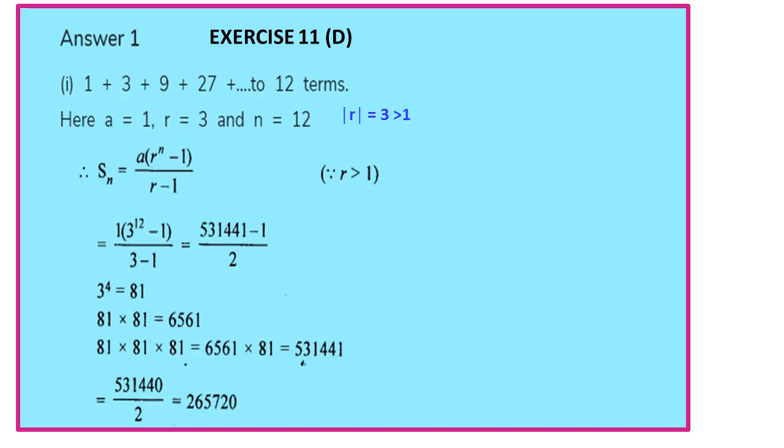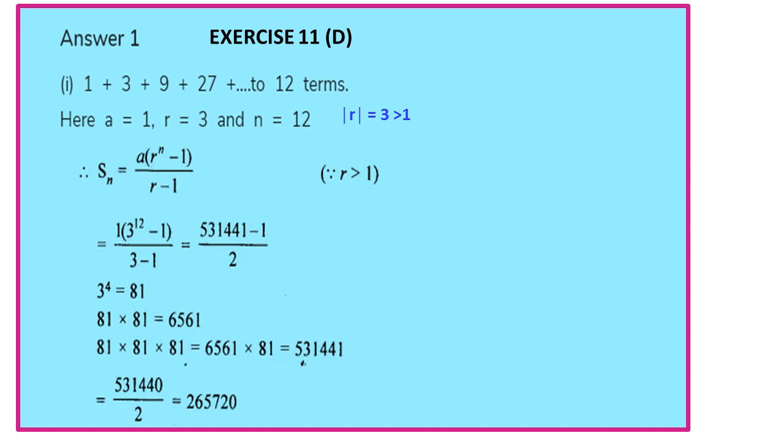The first problem: find the sum of the GP 1 plus 3 plus 9 plus 27 plus up to 12 terms. So A is 1, the common ratio is T2 by T1, that is 3 by 1, which is equal to 3, and n is equal to 12. The absolute value of R is 3, which is greater than 1. As it is a positive value, the absolute value will not differ. So as R is greater than 1, which case are you going to apply here? R is greater than 1 means it belongs to case 3.